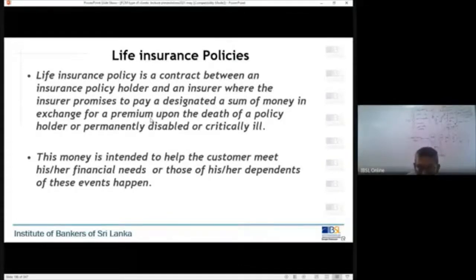So the policy holder gets a designated sum of money upon death, permanent disability or critical illness, provided the policy holder pays a certain premium to the insurer. That premium may depend on the type of job you do and the amount you insure. Okay, so that is a life insurance policy.